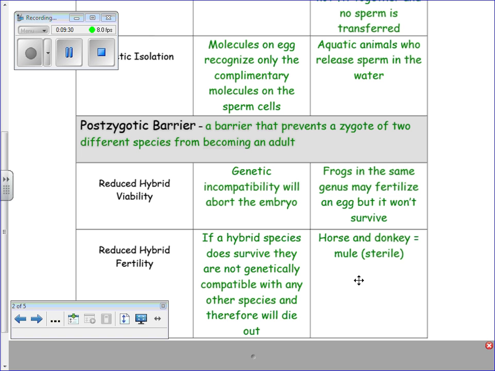An example, and I showed you a picture earlier, the horse and the donkey, they produce a mule. A mule can't reproduce with other mules, it can't reproduce with a horse or a donkey, it can't reproduce with anything. So a mule will live its life and then die.